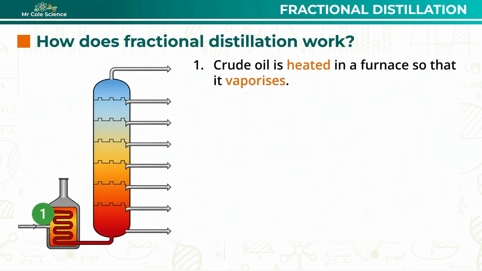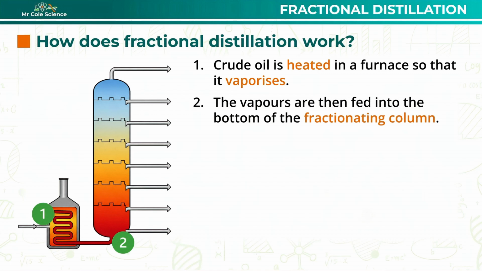Well, the first thing that happens is that the crude oil is heated in a furnace to a very high temperature so that it vaporizes, which is just a fancy way of saying it turns it into a gas. These vapors are then fed into the bottom of a fractionating column. Unlike a simple laboratory distillation, this is a continuous industrial process, with crude oil continuously entering the column and the different fractions continuously being removed.